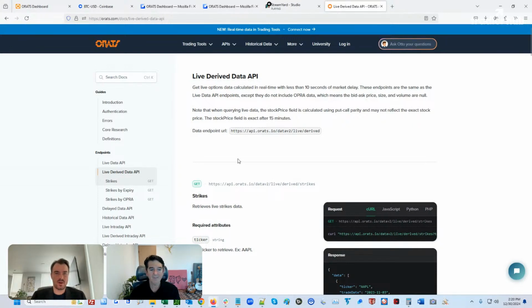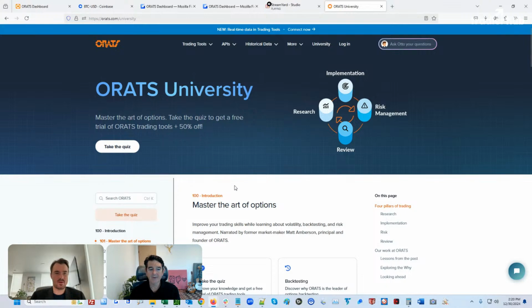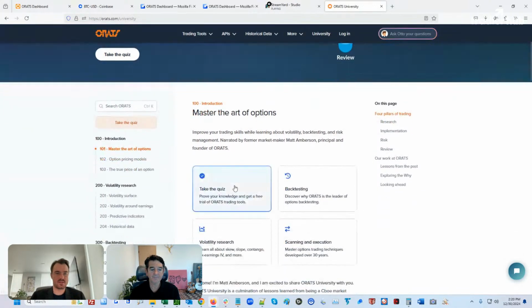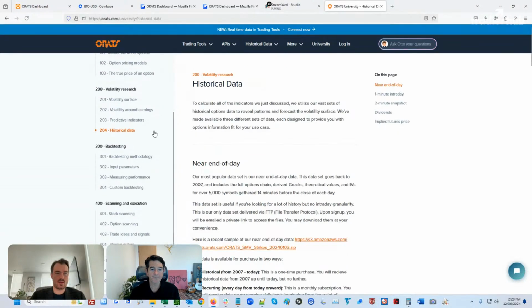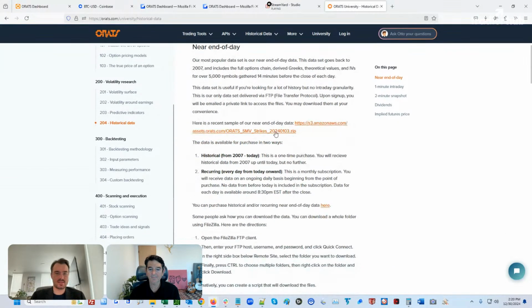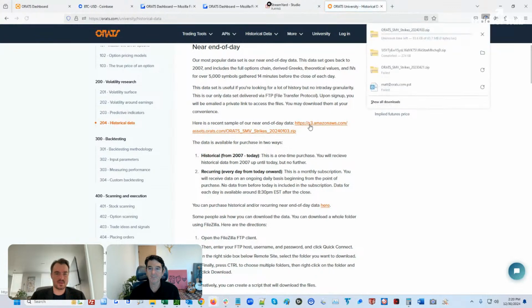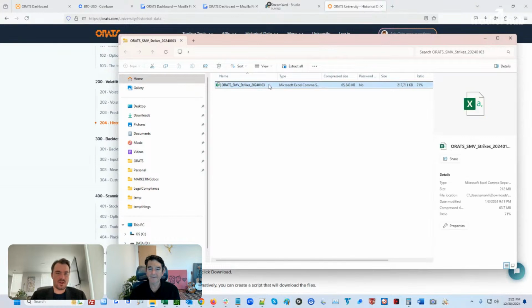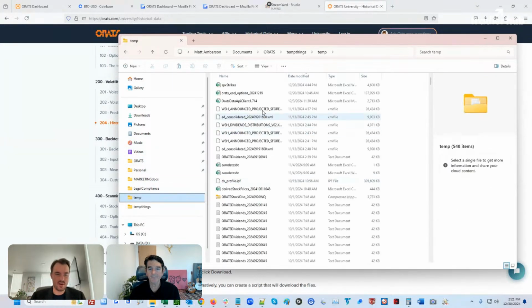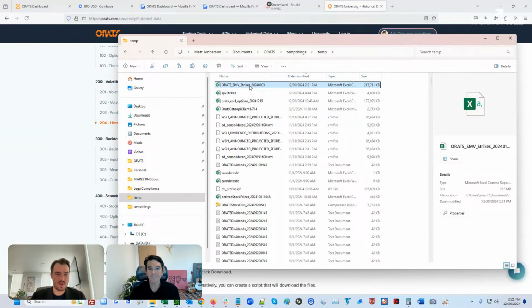Real quick, Matt, I want to show how you can download samples of historical data. We get asked this a lot. People want to see the data. Just go to the university tab at the top. And then on the left-hand sidebar, down a few chapters is historical data. I think it's 204. And right there, you can download the near end of day sample. It explains how you can use it with FileZilla there. And then if you scroll down further, there's options for the 1 minute data and 2 minute data as well. So you can download all the samples just from that web page.